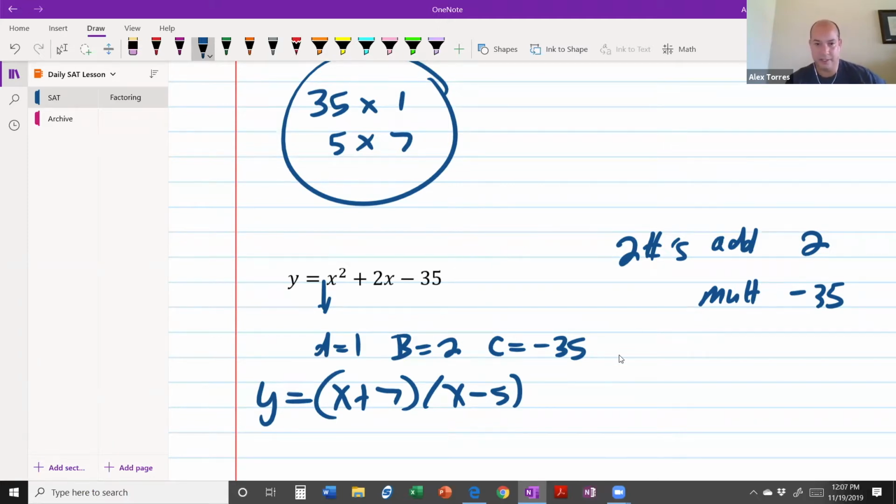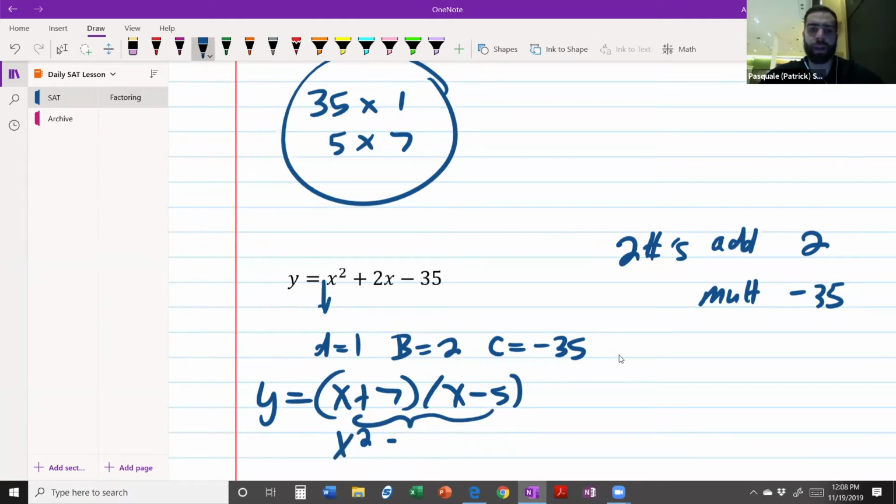So anything to add there? So here, yeah, so just so students see again, why is it adding to B, multiplying to C? Because if you want to check your work, you would FOIL it out. Here we'd get the negative 35, but then we would get, yeah, positive 2. So that's how you can check your work, right?